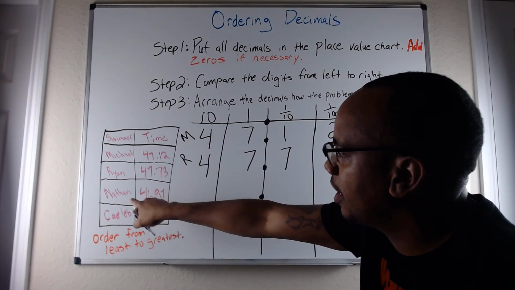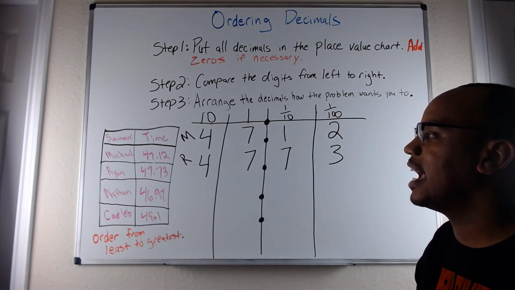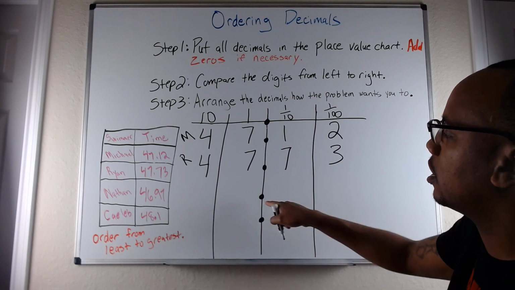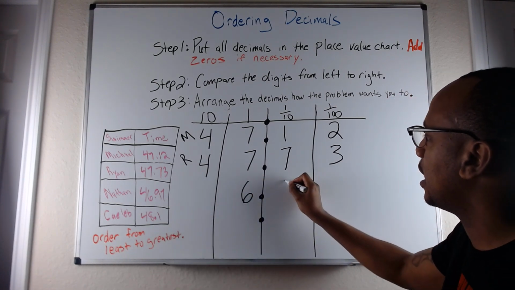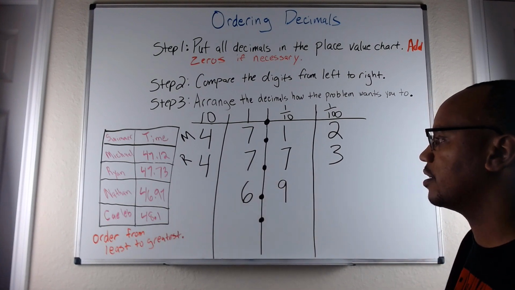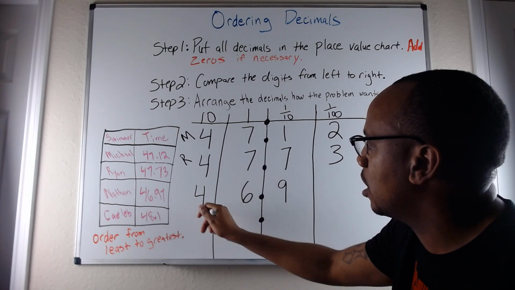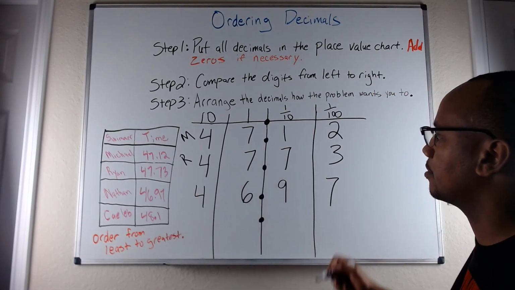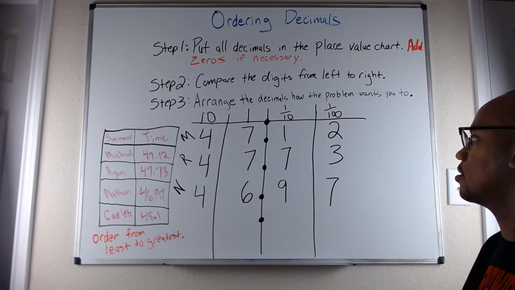Next, I have Nathan. He has 46 and 97 hundredths. The decimal point is between the 6 in the ones place and the 9 in the tenths place, which means there's going to be a 4 to the left of the 6 and a 7 to the right of the 9. Then I'm going to put an N right here because this is Nathan's.